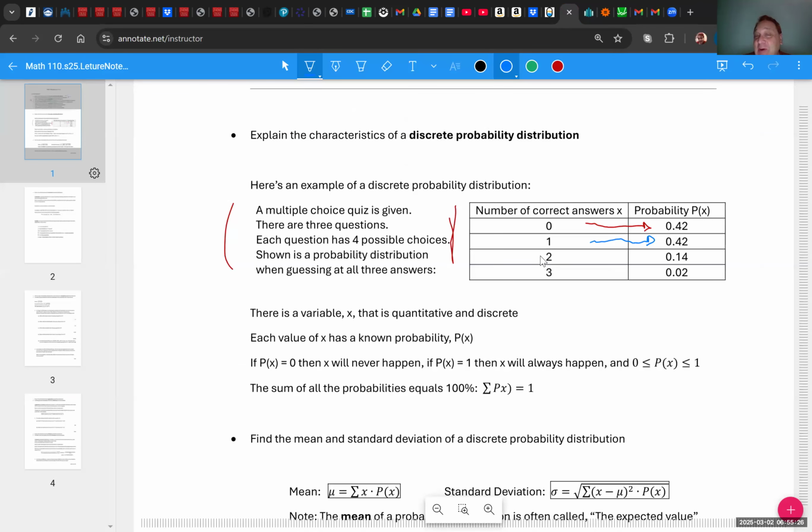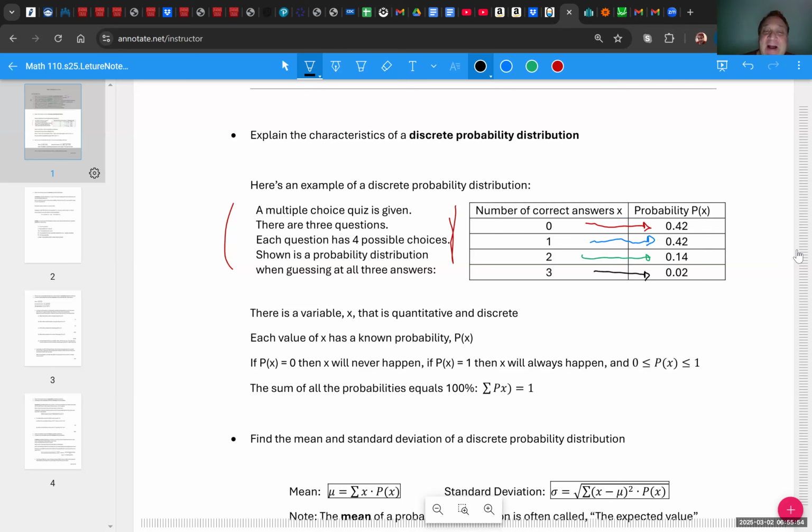If we get 2 questions correct, the probability turns out to be 14%, and 3 turns out to be 2%. So we have all these different possible numbers of correct answers, and for each of those, we have a probability for that particular thing. And this is kind of what we mean by a probability distribution, specifically a discrete probability distribution. So now I'm going to say what all these words mean.